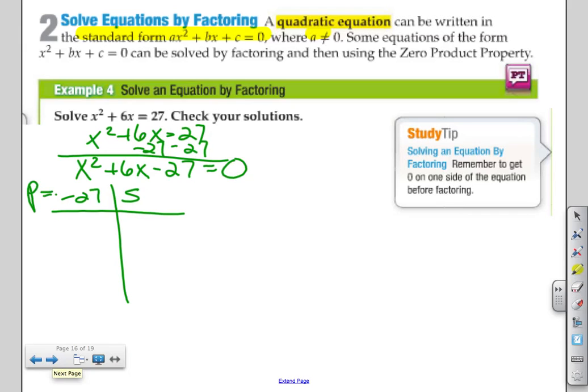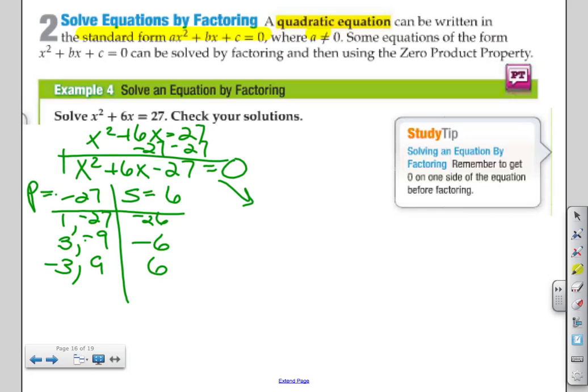P equals negative 27 and sum equals 6. So, is it 1 and negative 27? No, because that equals negative 26. How about 3? 3 and negative 9? That equals negative 27, and 3 plus negative 9 equals negative 6. That immediately tells me I want to use negative 3 and positive 9. That's going to equal 6, right? So I can factor this equation right here.